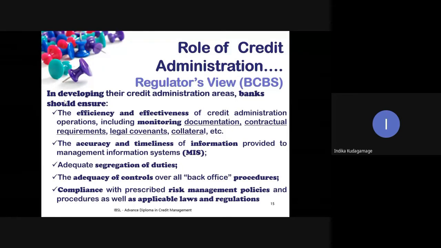Efficiency and effectiveness of credit administration, because it has to do the documentation, monitoring, legal covenant monitoring, collateral monitoring, stock monitoring, everything. So it has to be efficient and effective, right? Then accuracy and timeliness of information, because they are the brain, they are the heart of the credit function, right? So all information lies with them. It has to be timely, it has to be accurate.